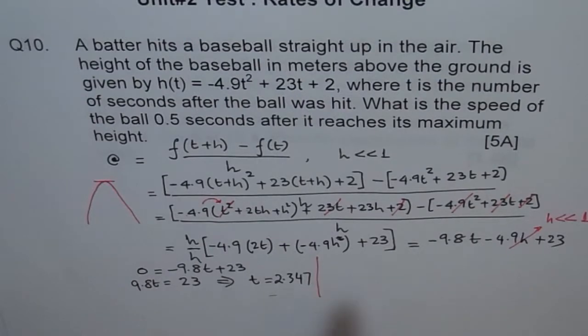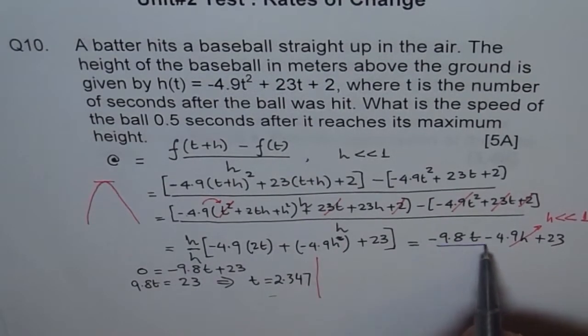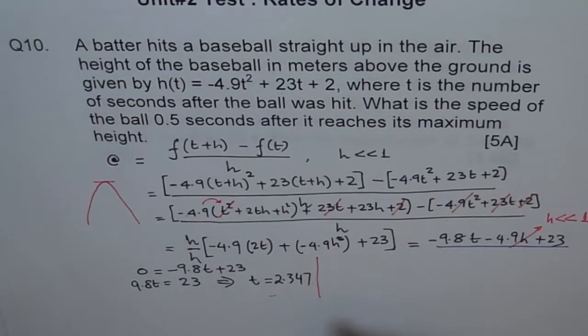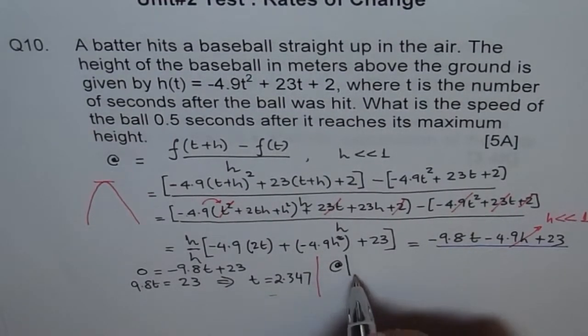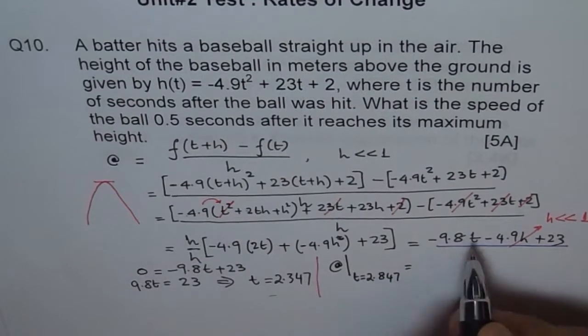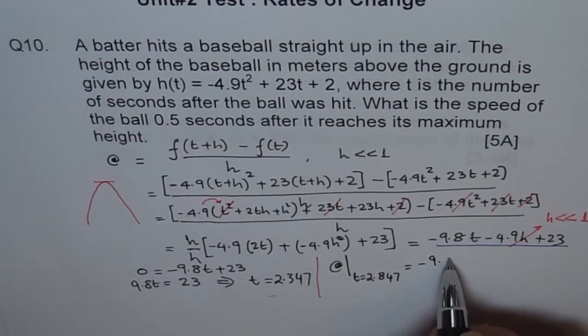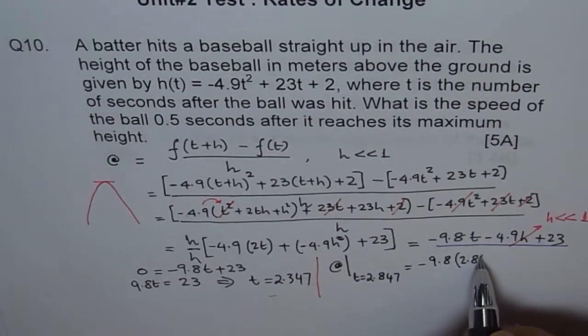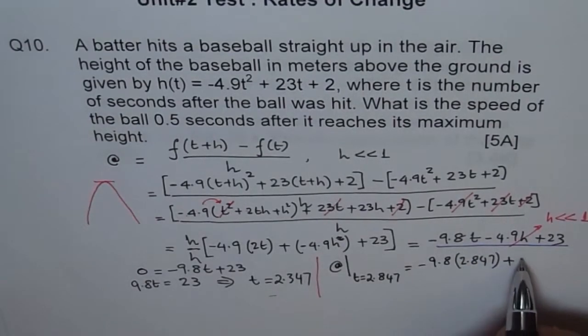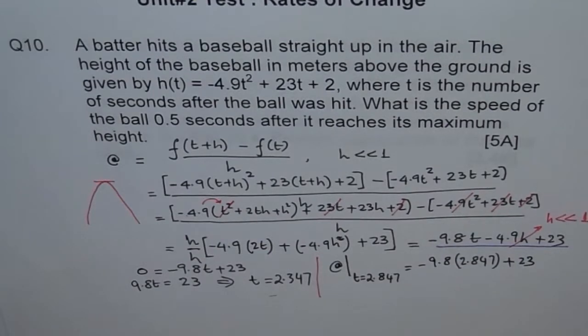Now at that time, what is the speed? So for speed, we have a general formula, right? The general formula for the speed is this, correct? So we'll plug in, we'll say rate of change at t equals 2.847, right, is equal to, we'll plug this here, minus 9.8 times 2.847 plus 23, correct? And then we will do it, right? So I'll multiply this by 9.8 and make it negative and then take away 23 from it.